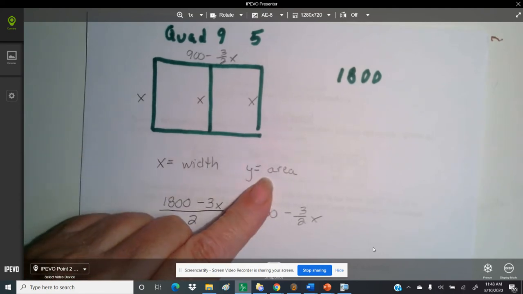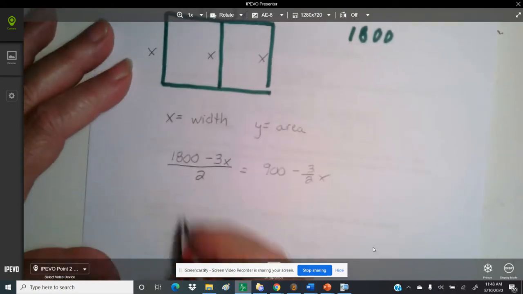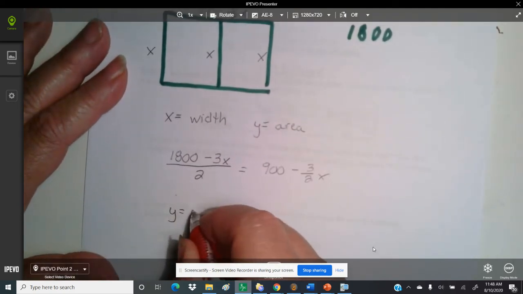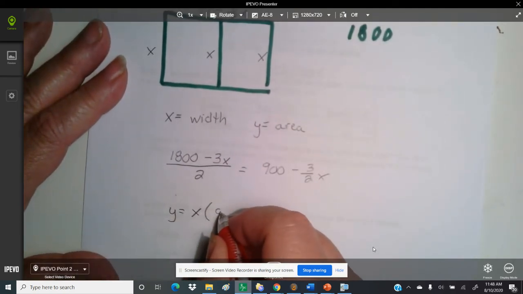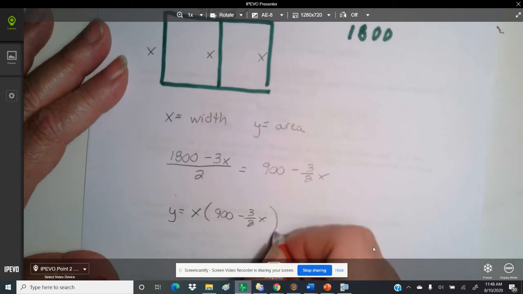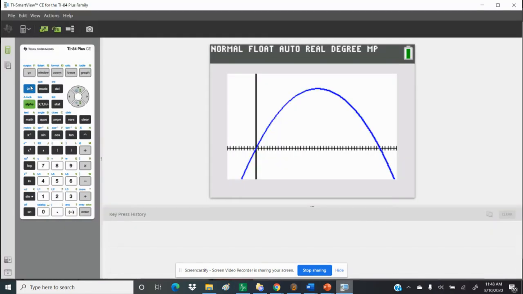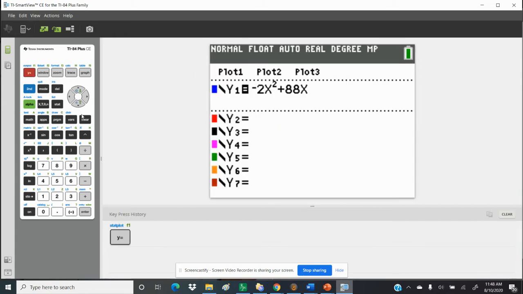So now I can write a formula for my area. Well, my area is length times width. So I can say y equals x times 900 minus 3 over 2 x. So now I have one equation and one variable, so I can go ahead and graph this. So let me jump over to my graph here. And let's clear this. Let's go to our y editor. And let's type in this equation.